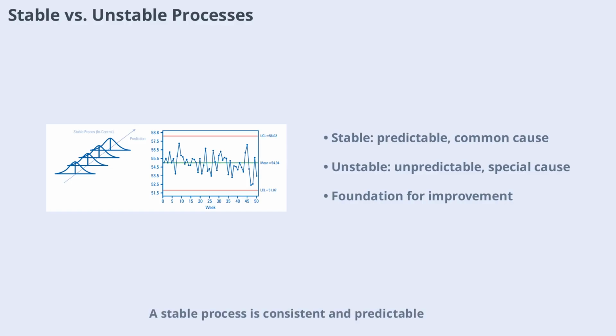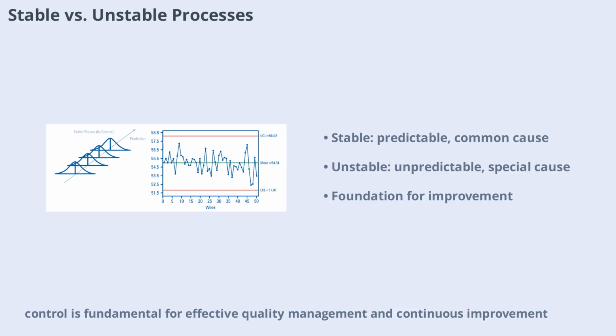A stable process is consistent and predictable, showing only common cause variation. In contrast, an unstable process exhibits special cause variation, making it unpredictable and inconsistent. Statistical tools help differentiate between these states, allowing for targeted interventions. Recognizing whether your process is in control or out of control is fundamental for effective quality management and continuous improvement.